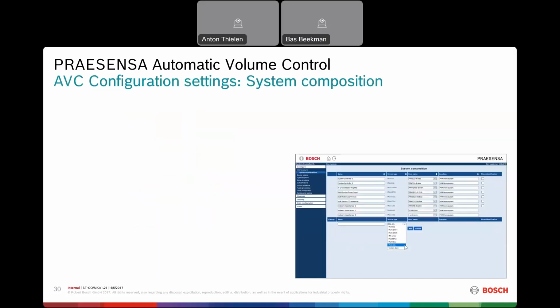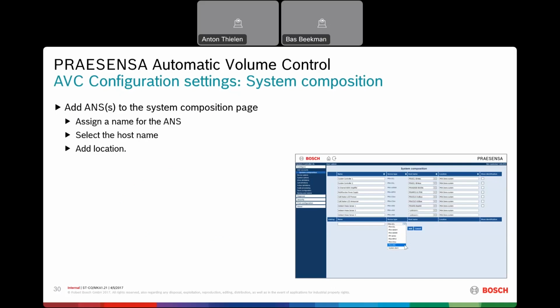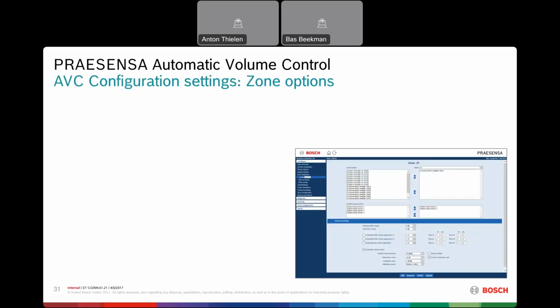Tracking mode. Well, then we come to the system configuration in PRAESENSA. So how do you configure it? Well, the ambient noise sensor is like any other device, a part of the system composition. So that means it's just like an amplifier or any other device. It is monitored and being supervised by the system. And so you can add it to the system composition, and you give it a name and a location maybe, so it's recognized on the network, and you can just add it to your configuration.